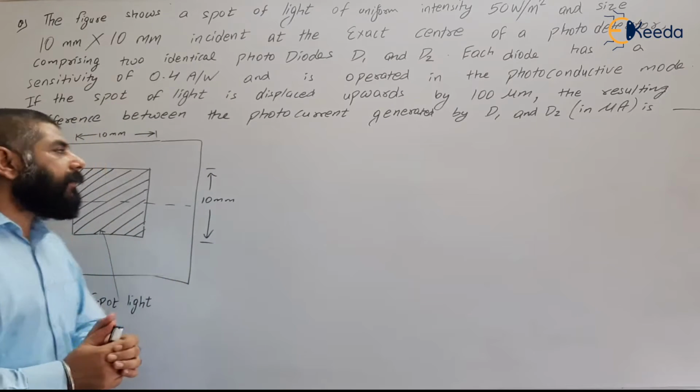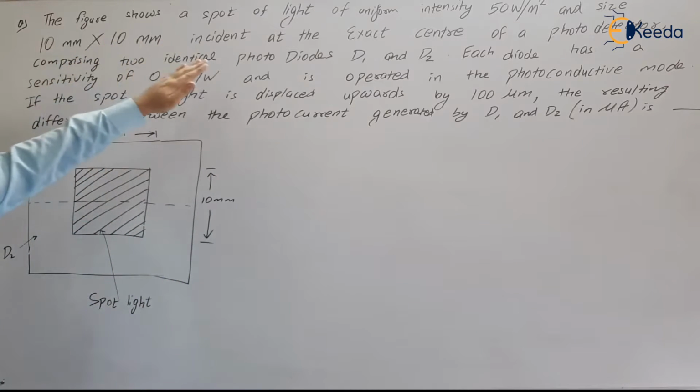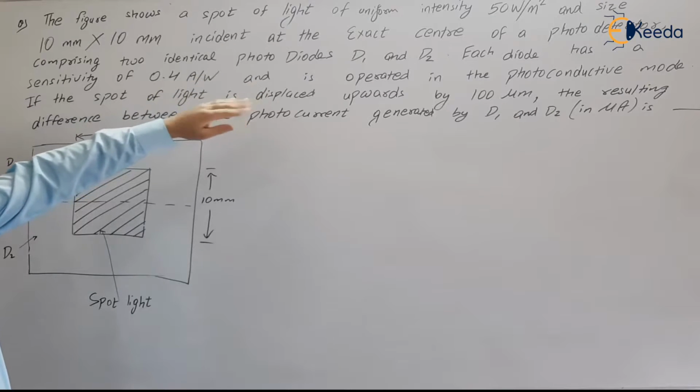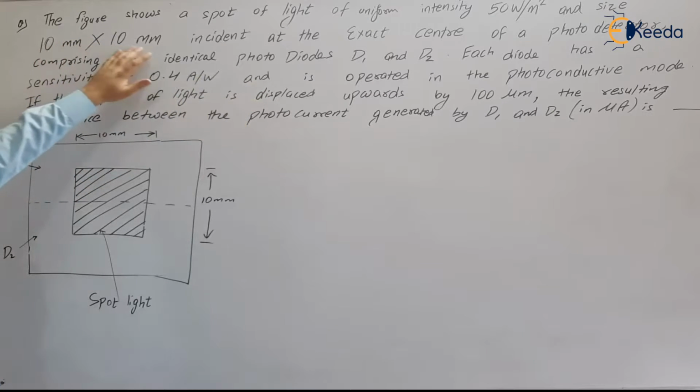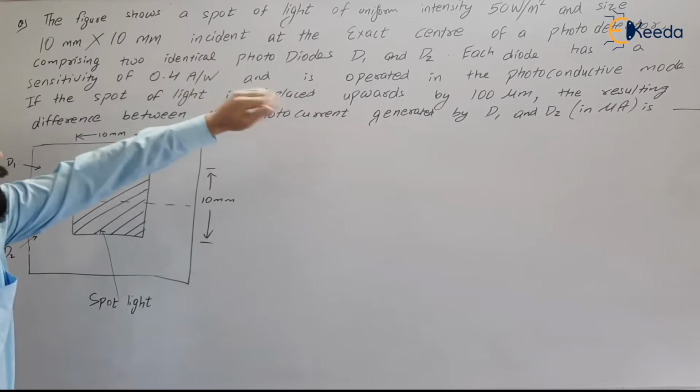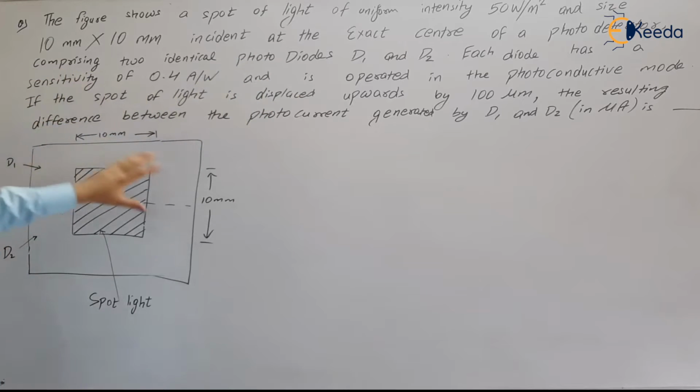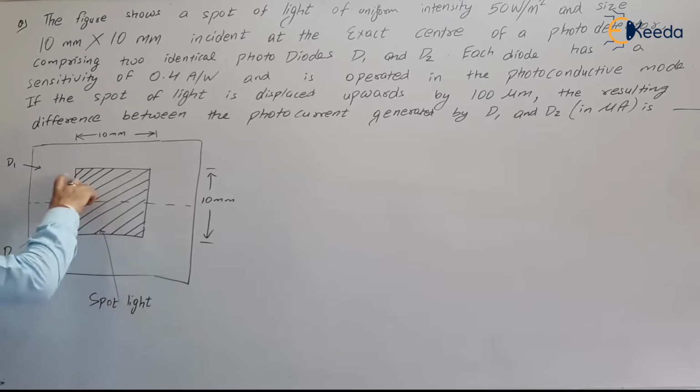So read the numerical. A figure shows a spot of light of uniform intensity and size 10 mm into 10 mm incident at the center of photo detector. So I have drawn a figure. This is the light spot which is falling at the center. These two are the photo detectors. This is D1, this is D2. The dimension of spotlight is 10 mm into 10 mm and falling exactly at the center of photodiodes, means this length will be 5 mm. This will be 5 mm.